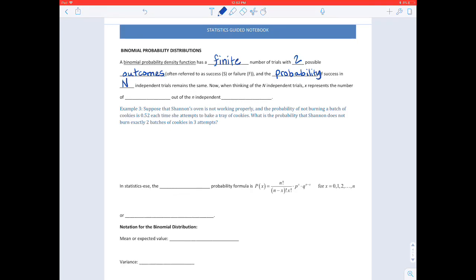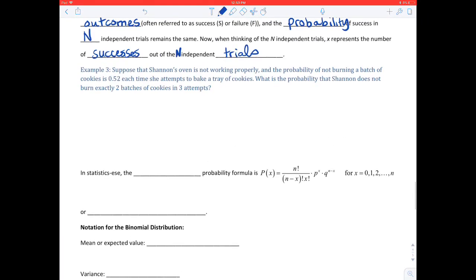Now, when thinking of the independent trials, X represents the number of successes out of the independent trials. I guess we could say capital N here. All right, so let's suppose, unfortunately true, that Shannon's oven is not working properly, and the probability of not burning a batch of cookies is 0.52 each time she attempts to bake a tray of cookies. What is the probability that Shannon does not burn exactly 2 batches of cookies in 3 attempts?